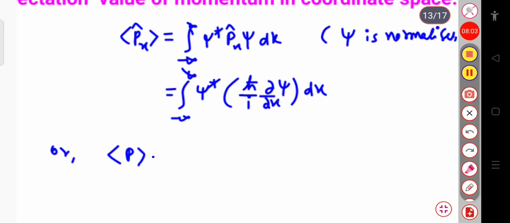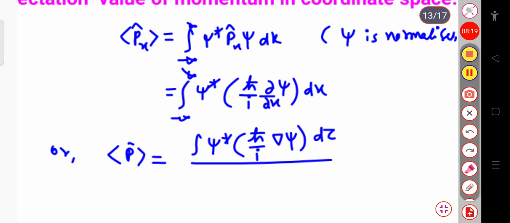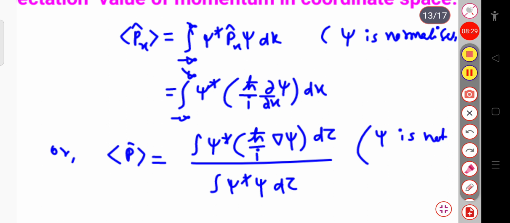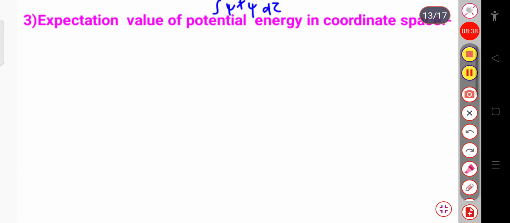So for that, the p cap expectation will be equal to the integral of psi star, h cut by i, del psi d tau, divided by the integral of psi star psi d tau. This is the condition when psi is not normalized. Now the next we will see the expectation value of the potential energy. This can simply be written as V expectation equal to the integral of psi star V psi dV.